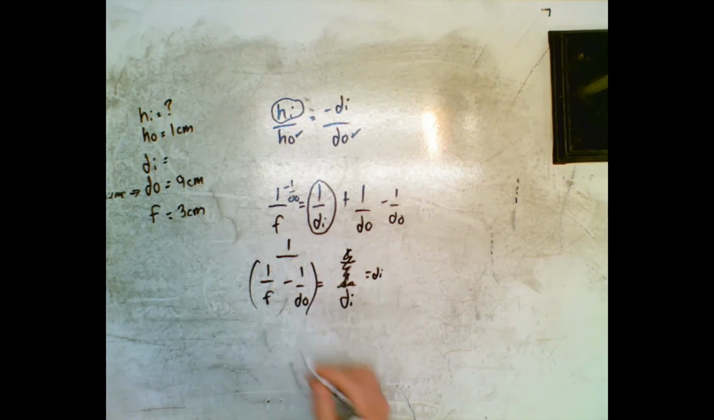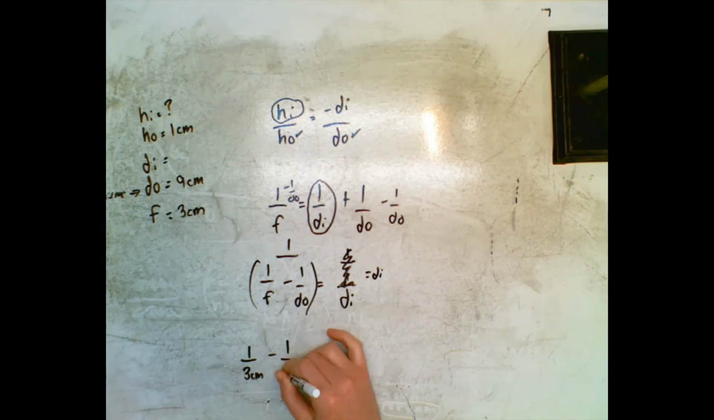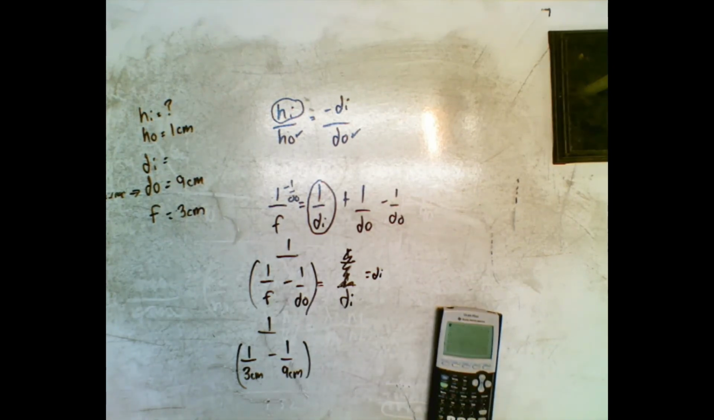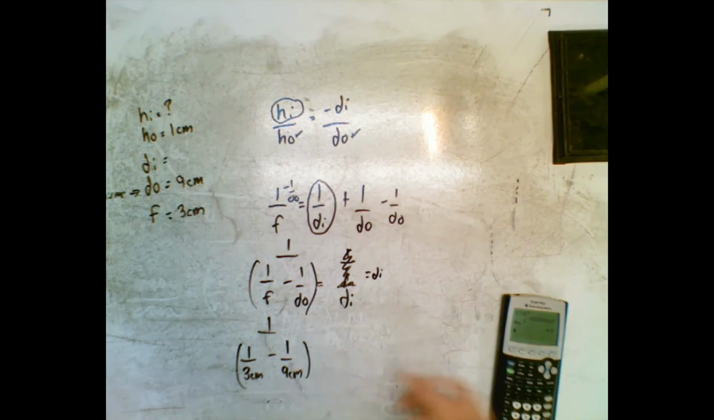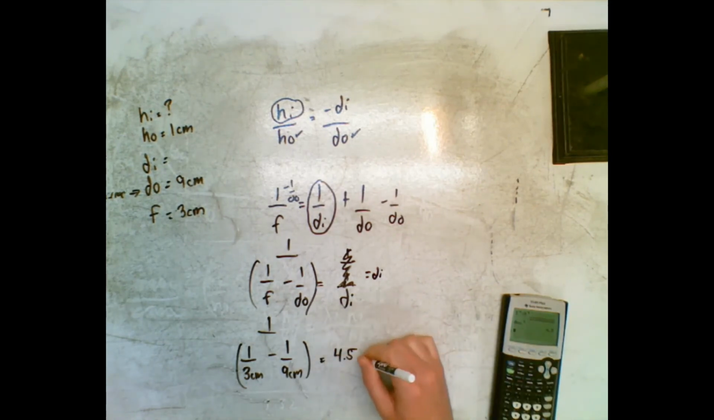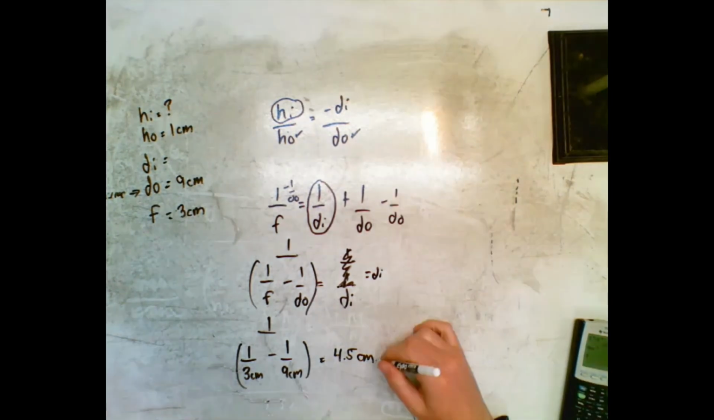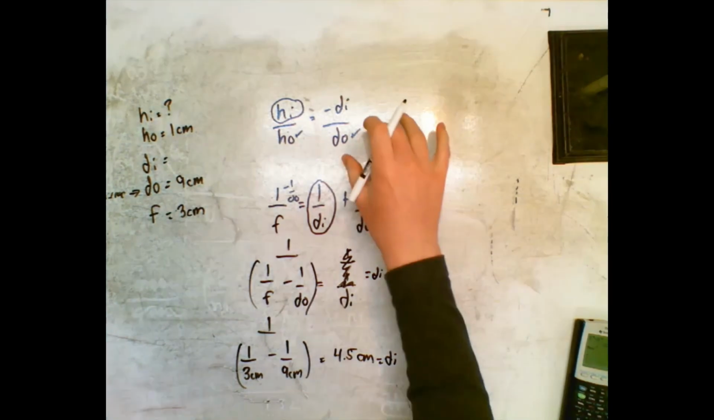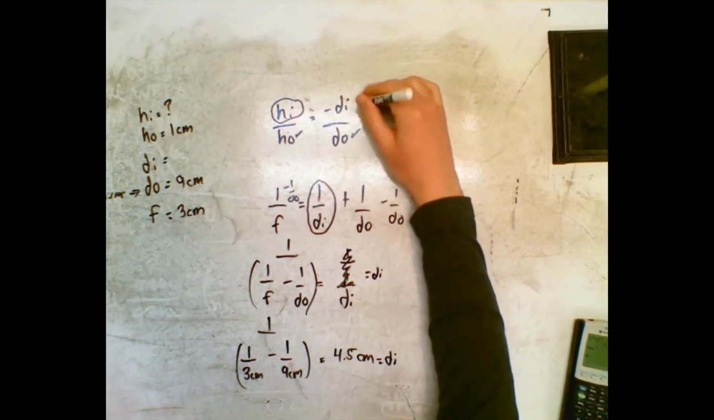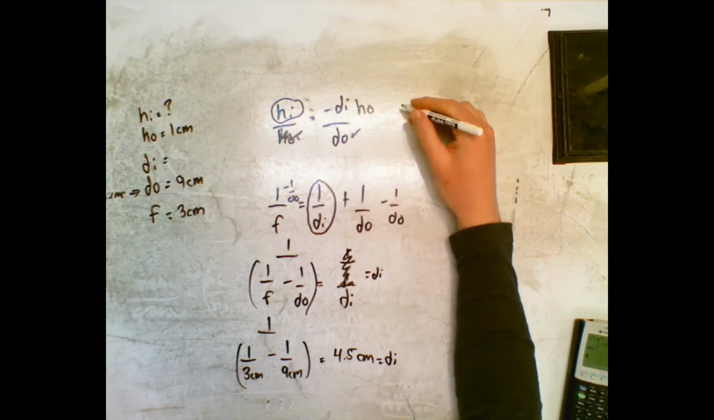And these 1 overs don't cancel out because these two are added together. So we would go 1 over 3 centimeters minus 1 over 9 centimeters. And then we would take 1 over that answer. Okay. So 3 minus 9, and then 1 over, and we get 4.5 centimeters as our answer. Okay, so now this is di, and we want to find hi over here, so we can just move ho up top, and we're ready to solve using this equation.